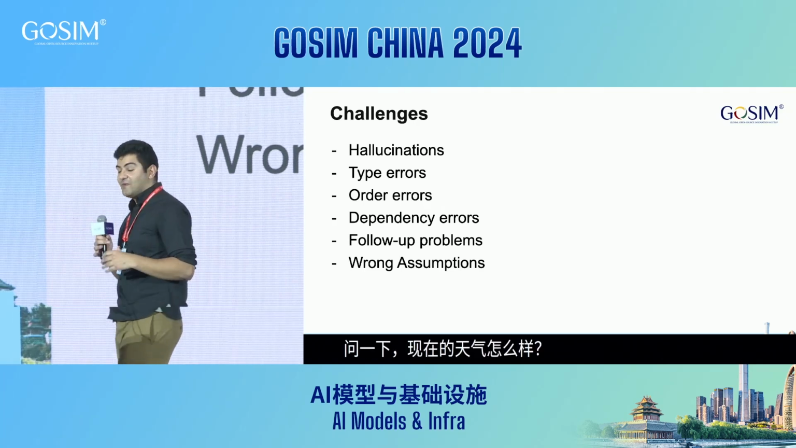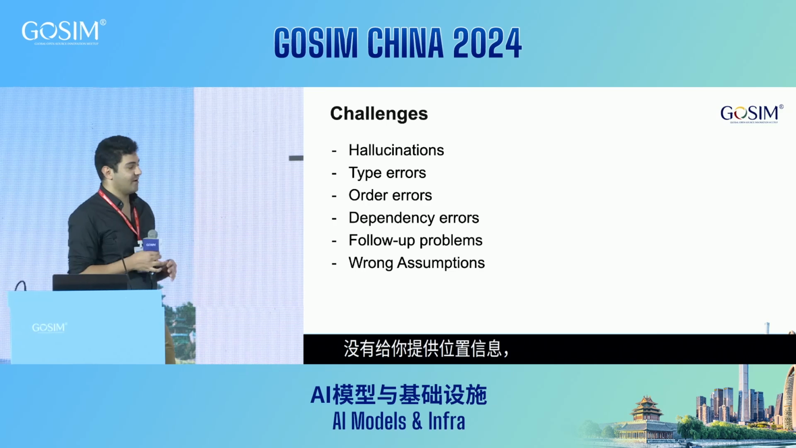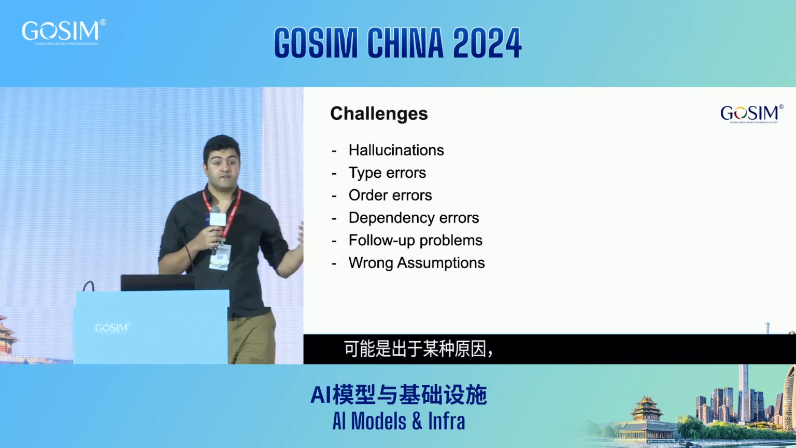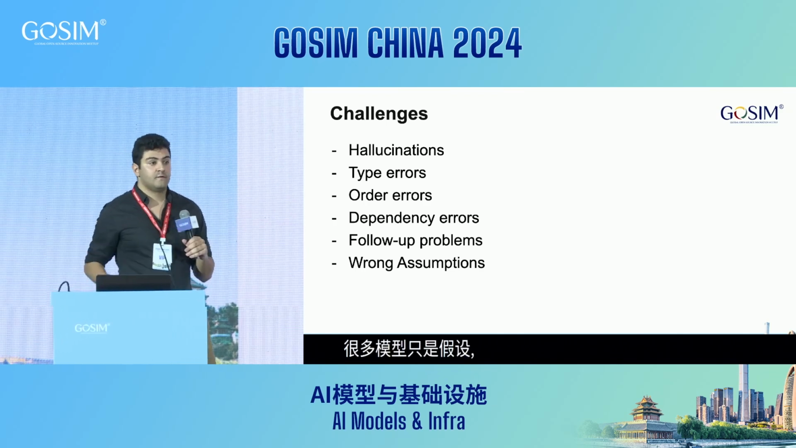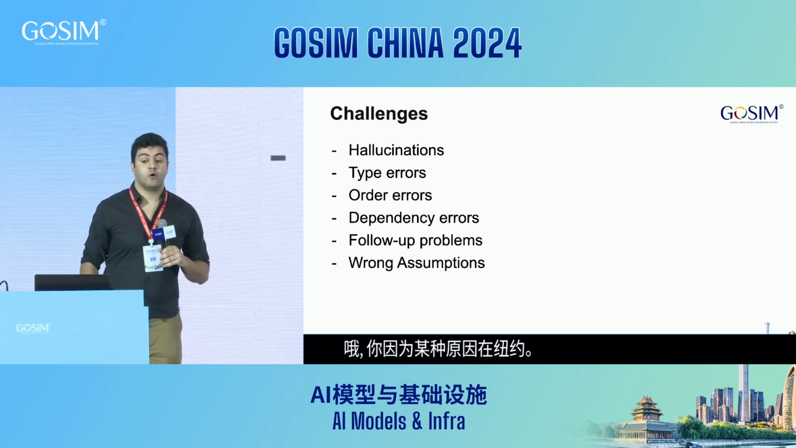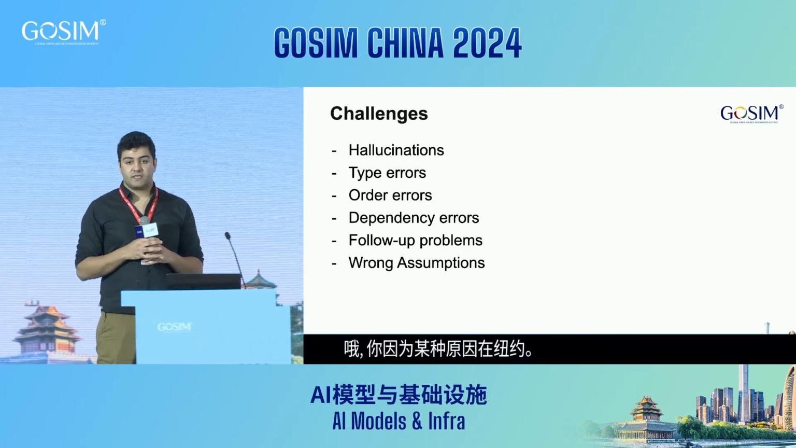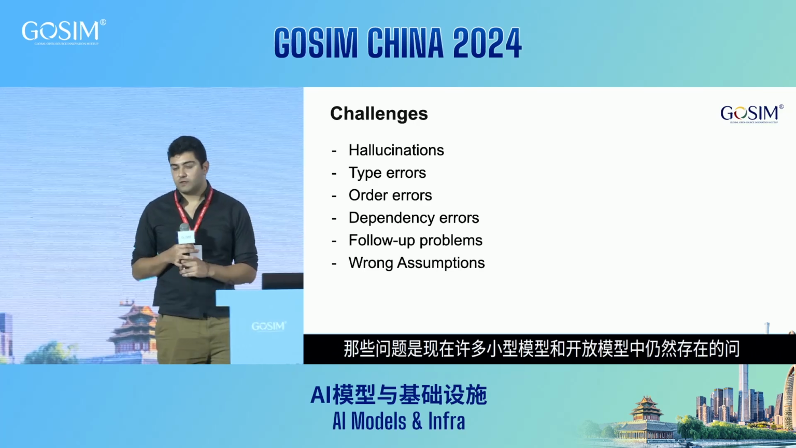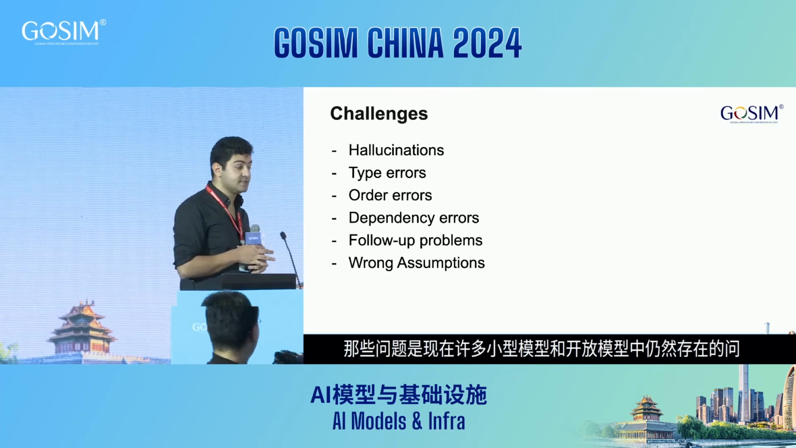A lot of models are just assuming, oh, you're in New York for some reason. So this is a hallucination. Those are the problems that exist even today in a lot of small models and open models. And it could make type errors, such as using floats instead of integers. And dependency errors it can make too.